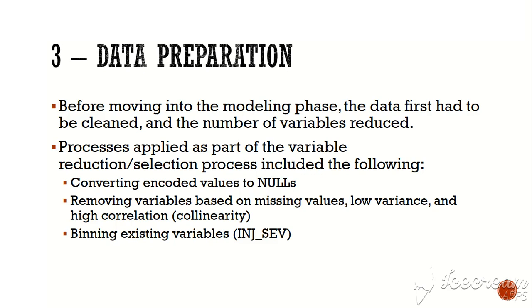Before moving into the modeling phase, the data first needed to be cleaned and the total number of variables in the dataset reduced. One example of a process used to clean the data was the replacement of encoded values which corresponded to nulls with nulls. Some of the processes used in variable reduction included the removal of columns that were missing large amounts of data, as well as the removal of columns with no variance and those which were highly correlated.